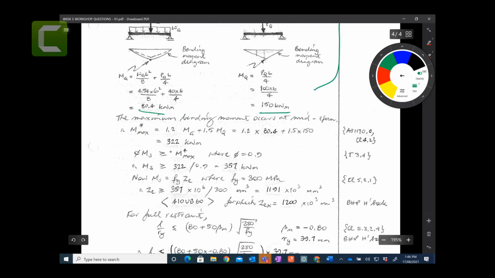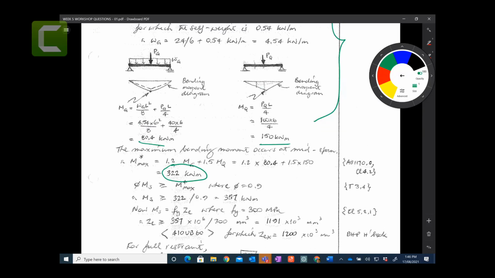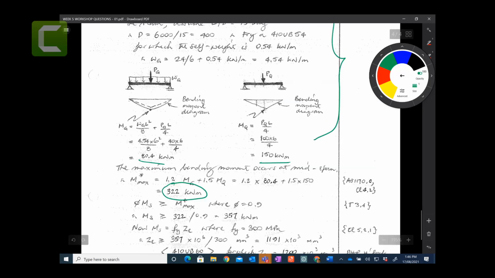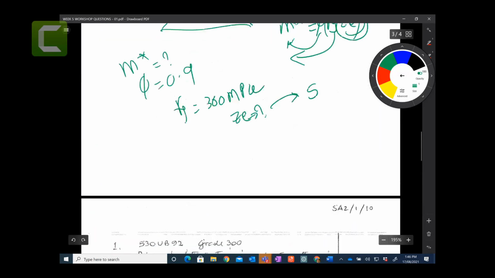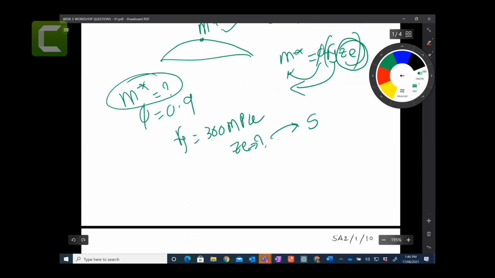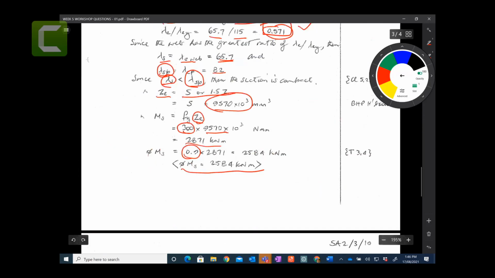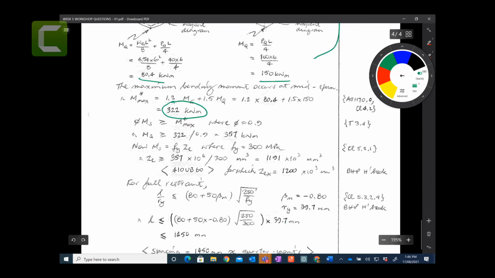So let's say you have calculated the maximum bending moment of 322 kilonewton meters somehow for this dead load and live load, and you put this UDL and this bending moment. So we need to know which beam will have a capacity of more than 322 kilonewton meters, right? Because we don't want to fail our beam.